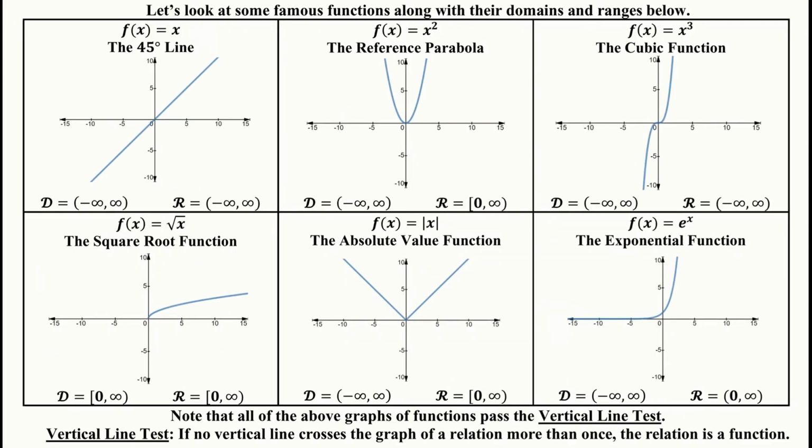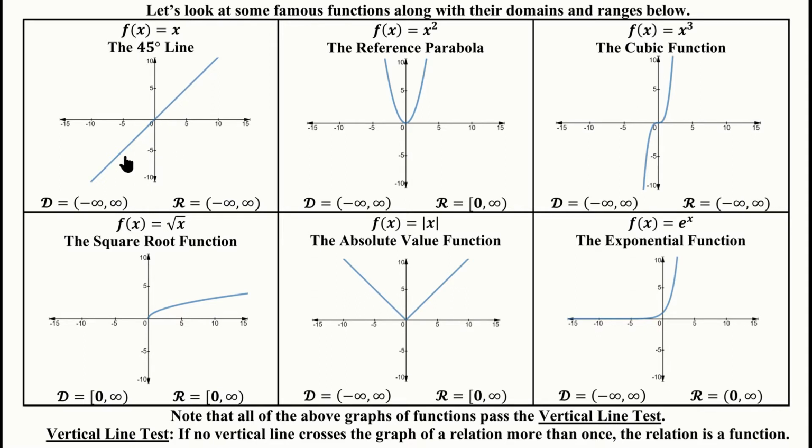Here we have a list of some of the more famous functions, and we'll also describe their domains and ranges. This is the function f of x equals x. Basically, if you replace f of x with y, you just get y equals x. And if you graph it, you'll have ordered pairs 1, 1, 2, 2, etc. And we know that if we graph that, we just get a straight line. So this is known as the 45-degree line because, of course, this angle here is 45 degrees.